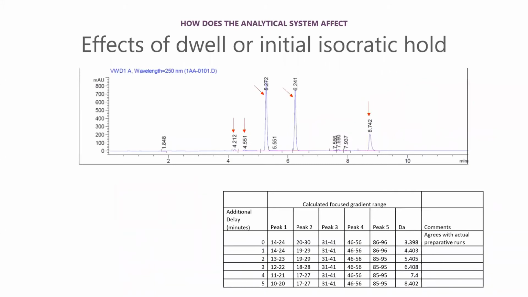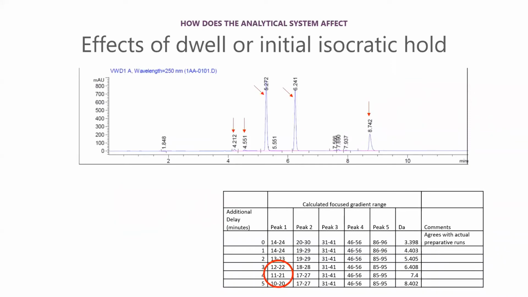In this example, a 4.6 by 150 millimeter column was used. The calibration used peak number 3 at 5.27 minutes. Using the calibration peak will always create a correct scouting run since everything is calibrated on this compound. And note the changes with peak number 1 in the calculated gradient.